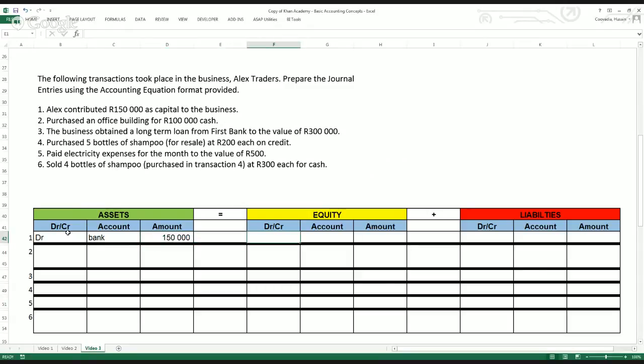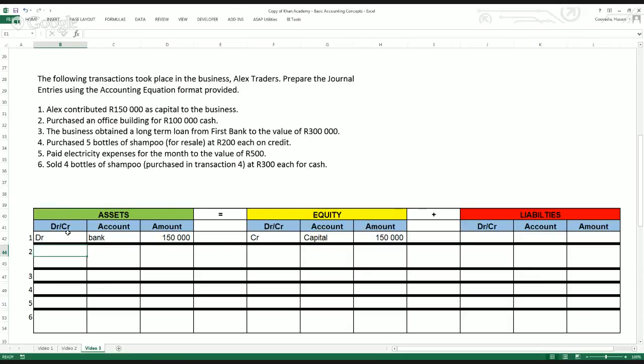What account would we credit? Remember, for every debit entry, there must be a corresponding credit entry. So what account would we credit? Under equity, we would credit capital. So we'll credit the capital account because Alex is contributing money to the business. And what would the amount be? 150,000 Rand.